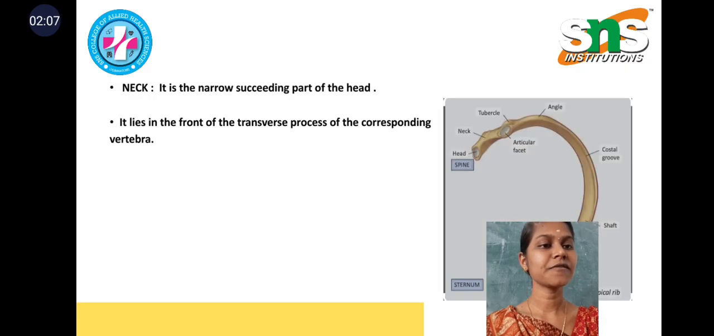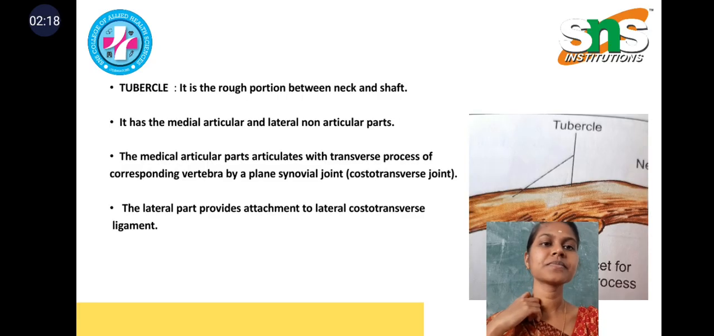Between the 2 facets of the head, there is a crest, which articulates with the intervertebral disc. And next it consists of a neck. The neck is the part between the head and the tubercle. It lies in front of the transverse process of the vertebra.